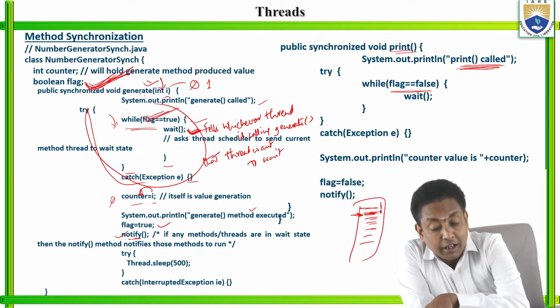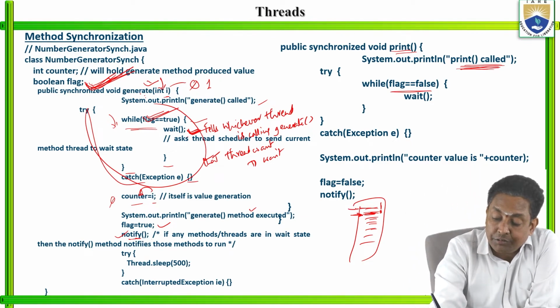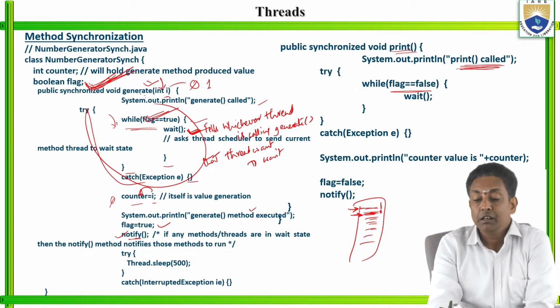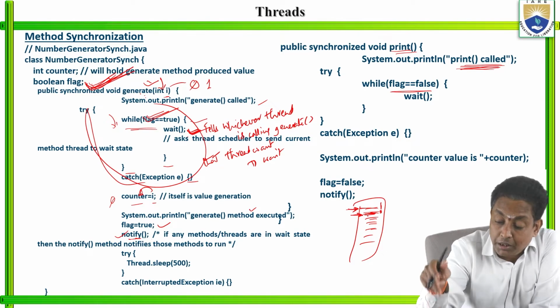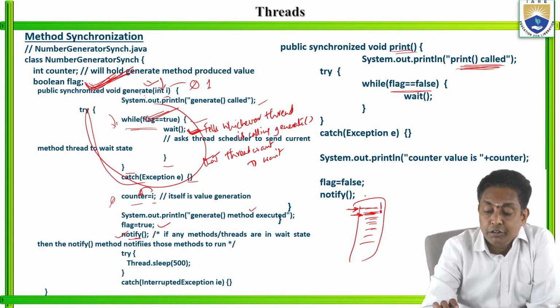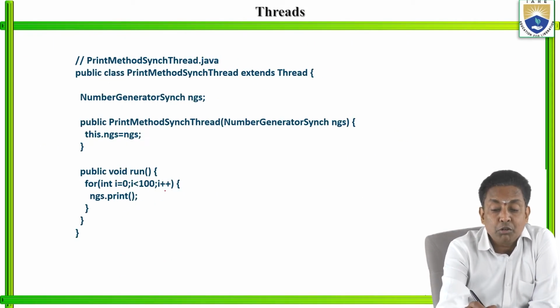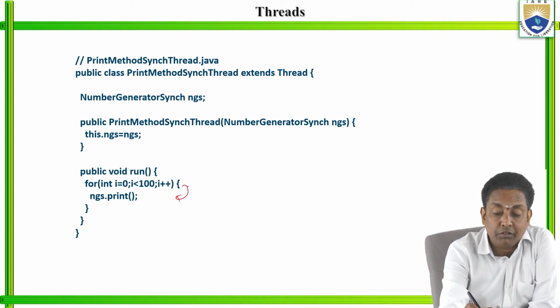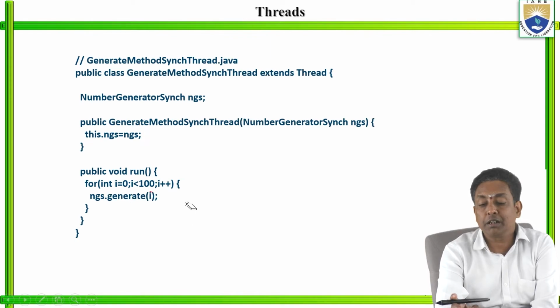Notify: if any threads are in the wait state, if there are only 2 threads, again the first thread is in the wait state. It instructs the thread scheduler that if any threads are in wait state, they want to be resumed. But the current thread should go to wait state. How? Notify. Again, control comes to one more iteration. First iteration is completed. One more iteration of the print method.